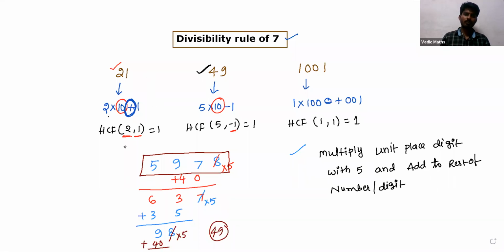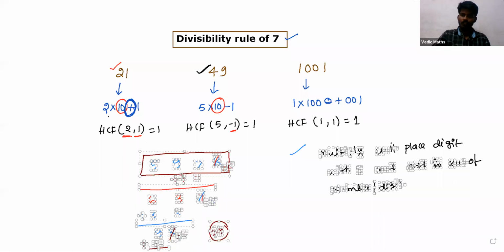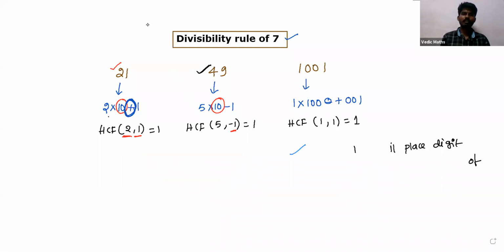Let us try to solve the third rule. What are the changes we'll see in the third rule? The third rule is very, very useful compared with 1 and 2. Why? Because the third rule we can use for large numbers, more than 3 digits. That is very, very important. Okay, so let me take one example.